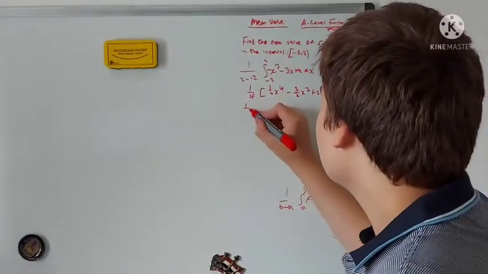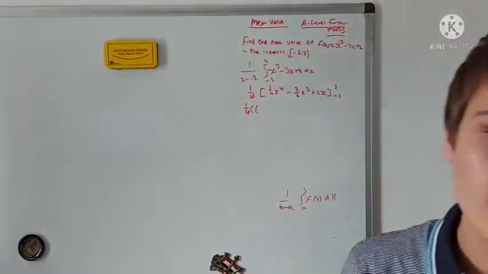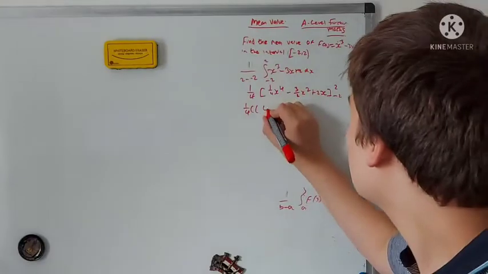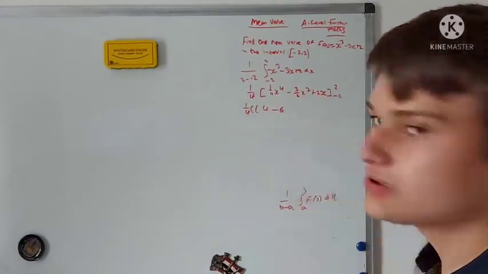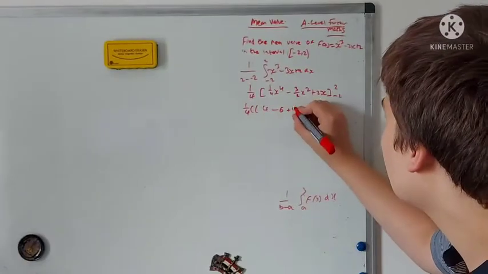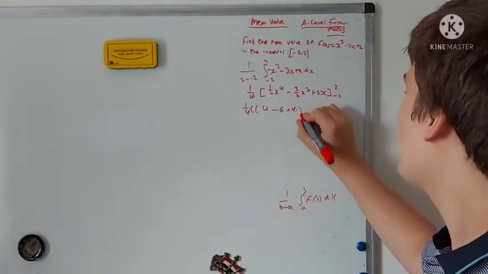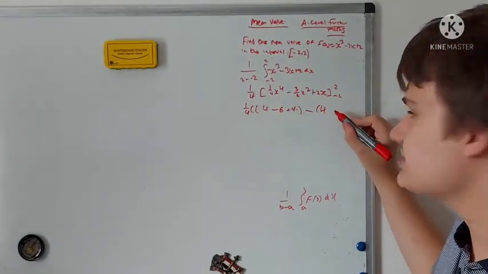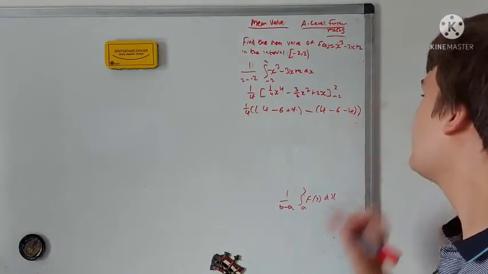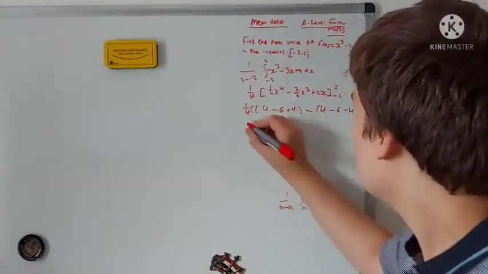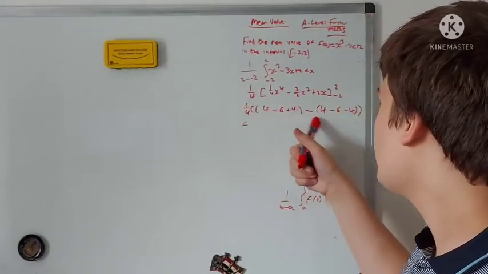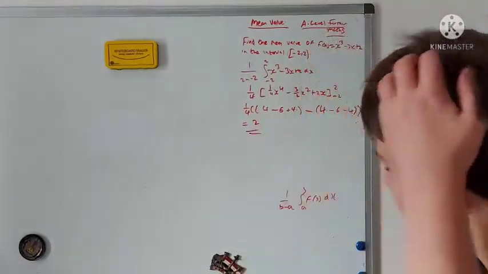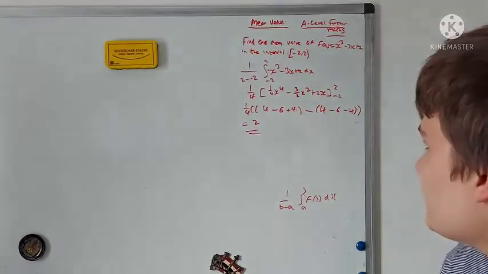Okay, now I'm going to substitute in. I'm going to get 4 minus 6, okay, plus 4 as well. I'm going to minus the other bracket, which will be 4, is it minus 6? Yeah, it's minus 6. Got to go minus 4 as well. So I get that. Evaluate that. Well, I get 1/4 of 2 plus 6. Well, 2 plus 6 will give me 8 times 1/4, which will be 2. Okay? And that is how I can answer this question.